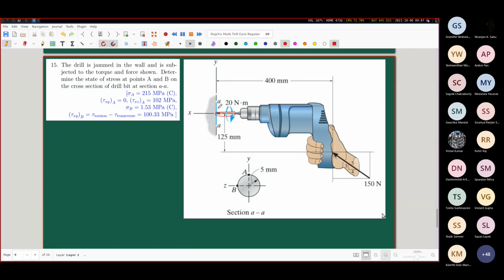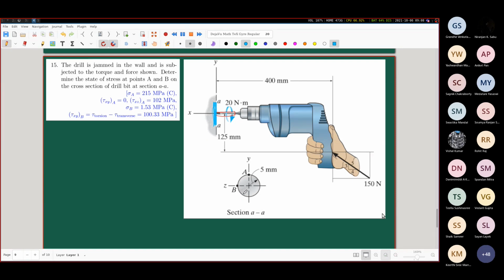I don't know if you can see this clearly or not. The AA is here. Okay, this is our AA. Let me just make it bold. This is the AA section. So just at the tip of this drill bit, you have the section AA. And if you look at it from the YZ plane, so you see this is the X axis and this is the Y axis. If you look into the X-axis, that is, you look into the YZ plane, the drill bit will look like this circular cross section. Okay, and we have been asked to determine the stresses at the points A and B.